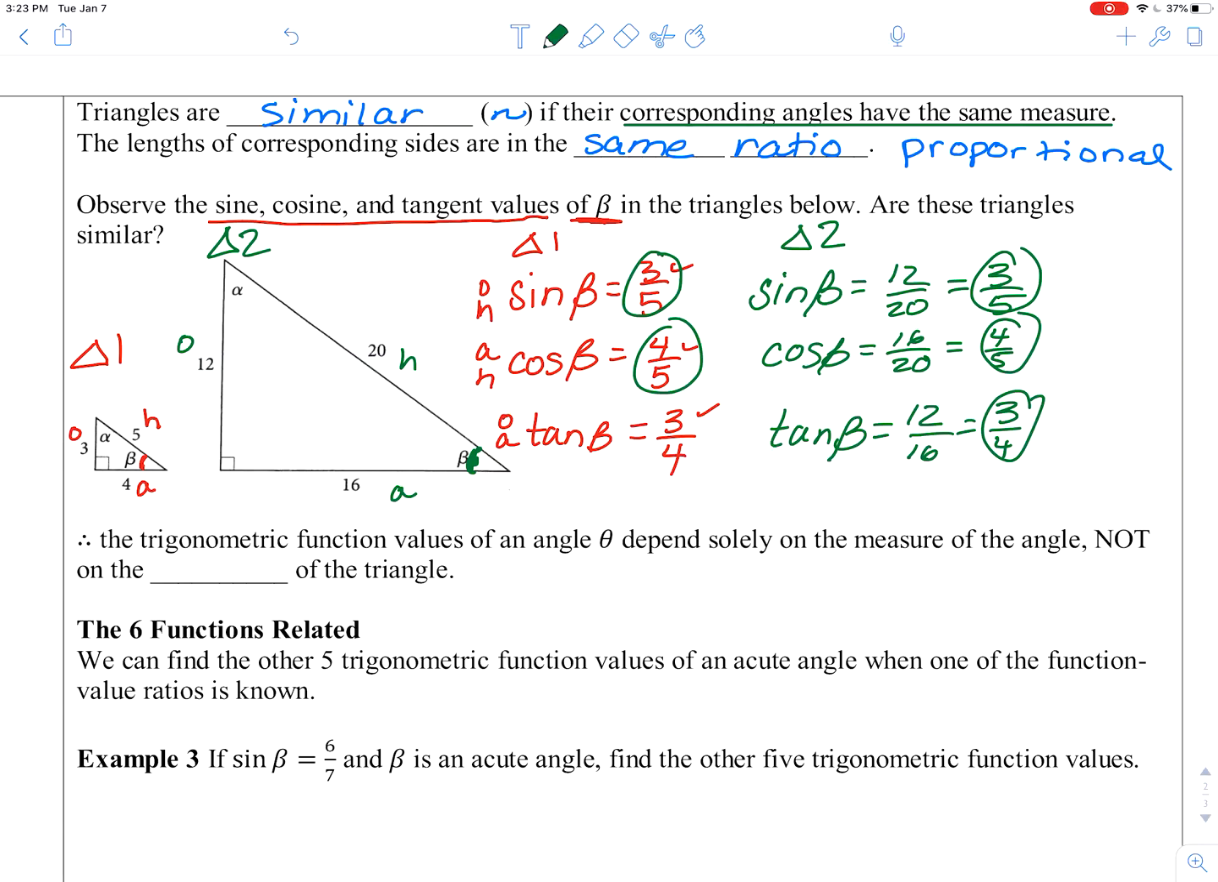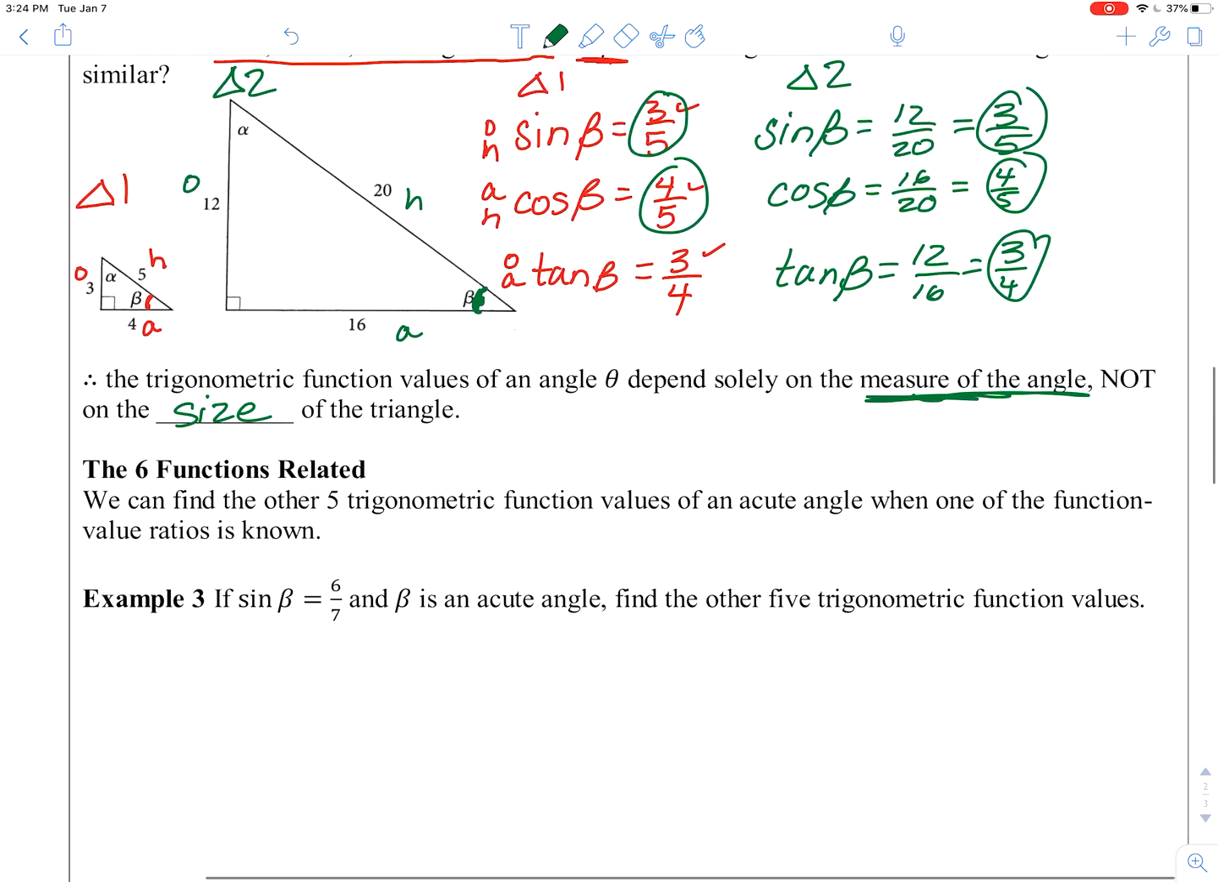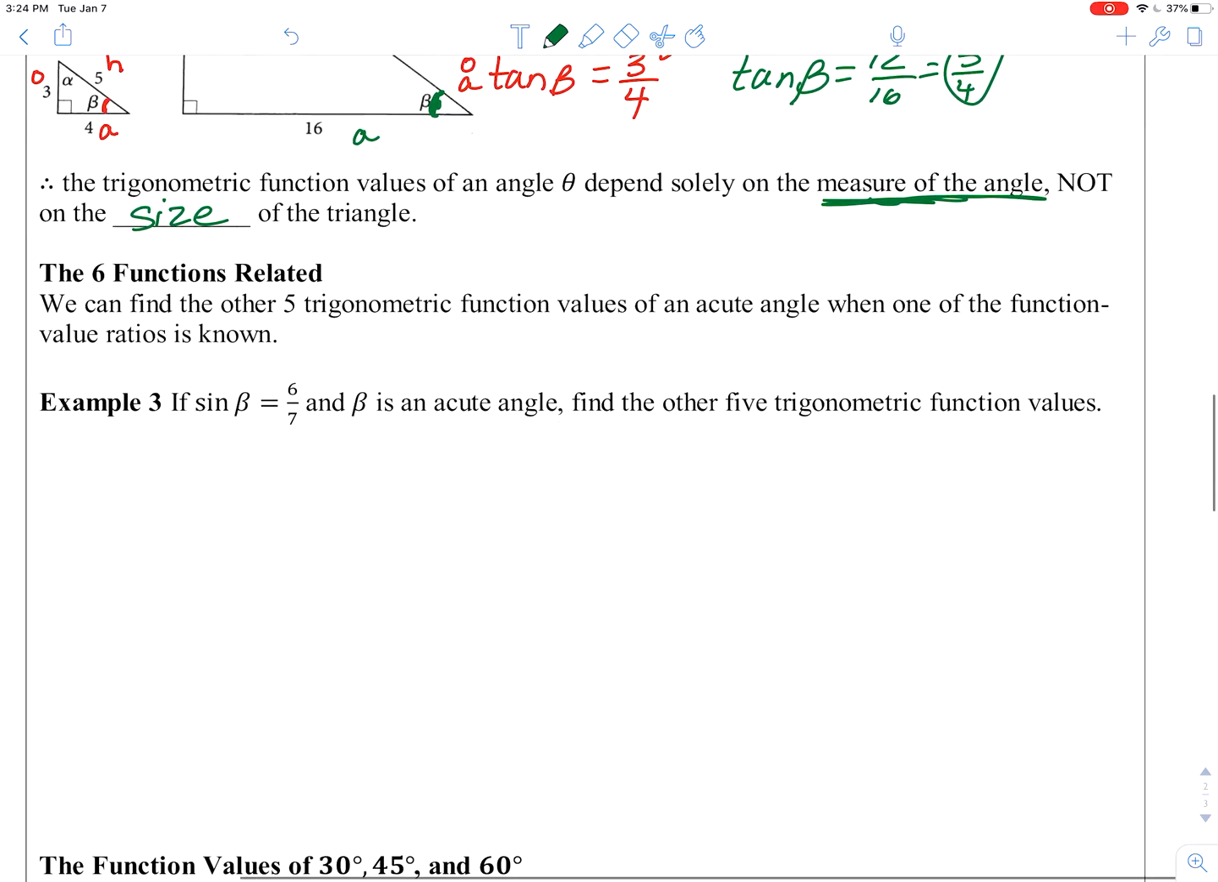Therefore, the trig function values of any angle, theta or beta or alpha, whatever I choose, depends solely on the measure of the angle. Measure of the angle. Not about the size of the triangle. You have a tiny 30-degree angle making a tiny triangle, or you can have a massive 30-degree angle making a right triangle. Okay? All right.